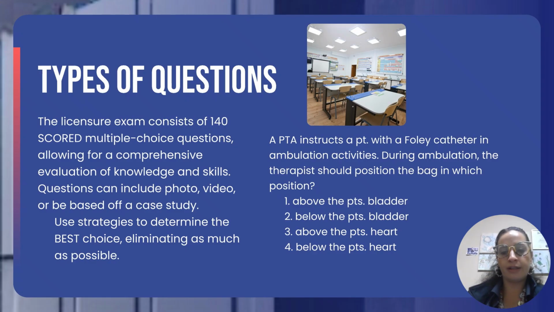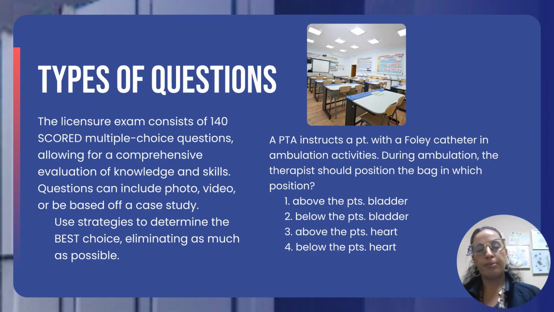Then I look at the keywords. Foley catheter. Okay? I have to know what that is, right? Foley catheter, that's for urine. That's usually attached to their pubic area, and it's housing urine. Okay, cool. During ambulation, so I'm like, okay, we have to take it with us. So it's not going to be like, leave it on the bed. Because if we're walking and it's attached to them, that's not one of the choices, but that's where my head is going, right? So now I've gathered the question, I've gathered the keywords.